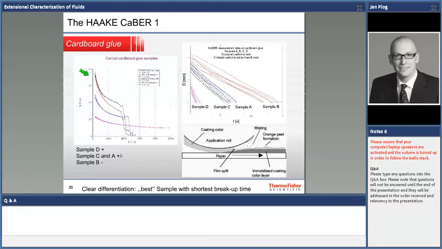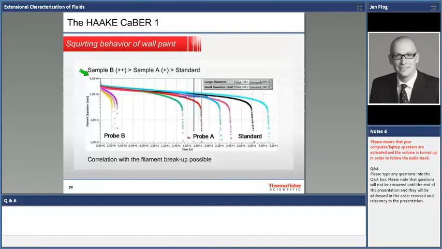Okay, I don't want to spend too much time on every single application. That's a cardboard glue one. We have specific application notes on that we can distribute later on if you're interested.